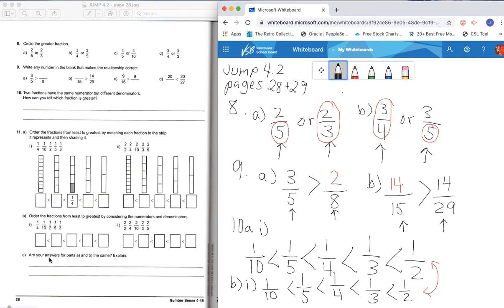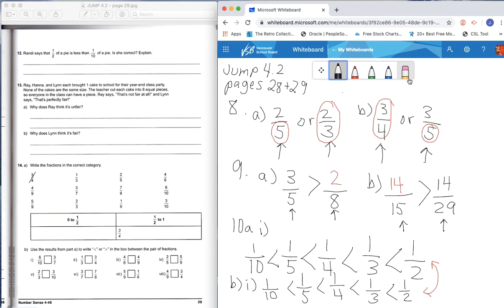So C, are your answers for part A and B the same? I just told you, so you can see they are the same. But now you need to explain to me why they are the same. All right, so that's the end of page 28. We're going to move on to page 29.